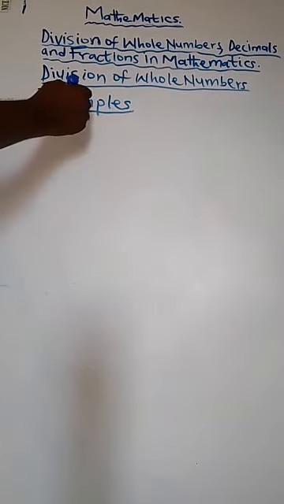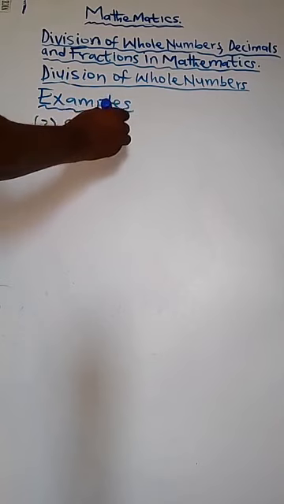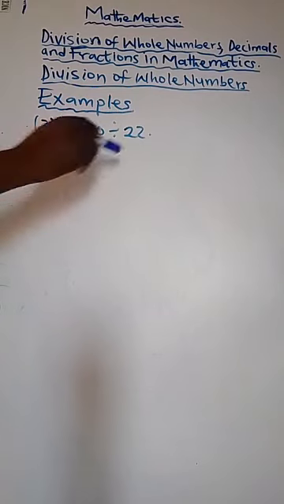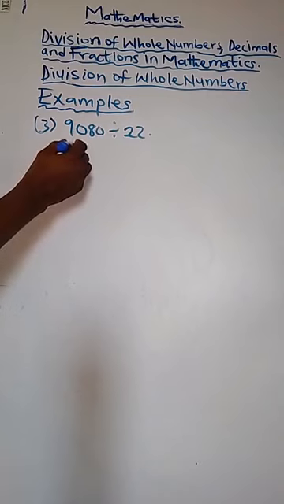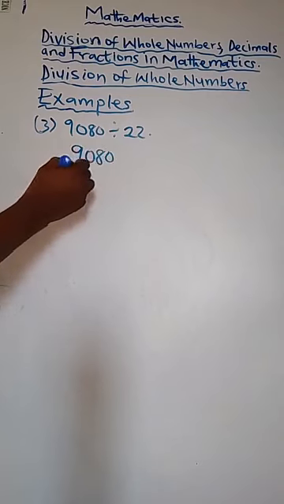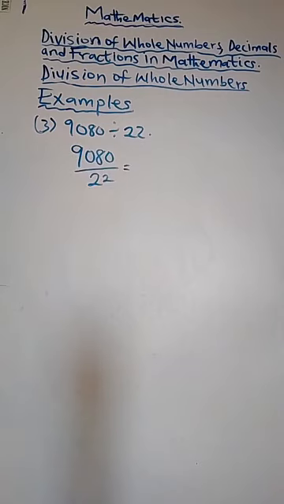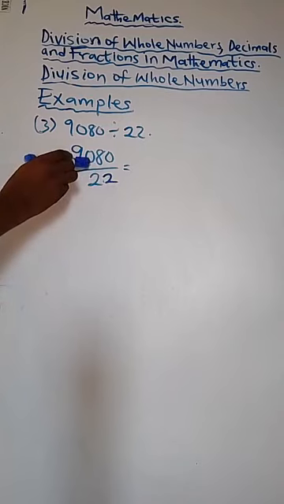Let's look at one more example under division of whole numbers to understand the division better. Now, let's say you have 9080 divided by 22. This question is also asking us to use 22 to divide 9080. So let's write the question in another way: 9080 over 22. Now let's start asking the right question as usual. How many 22 can we get in 90? Let's take them step by step.